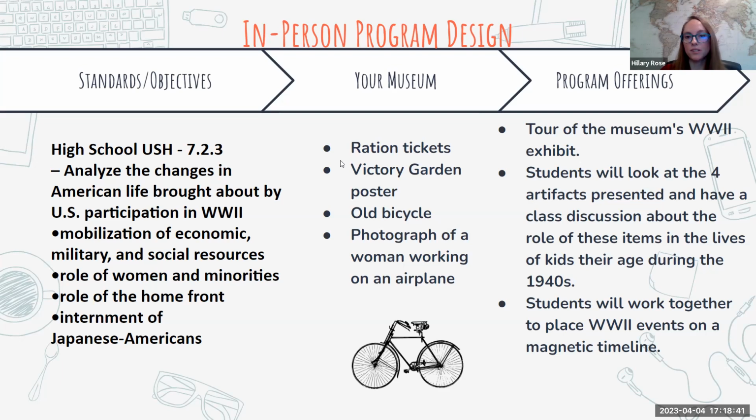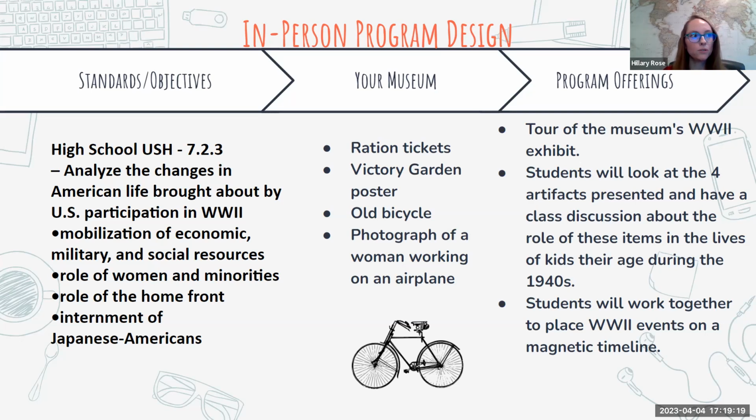And then your in-person program, maybe you're going to start with your tour of your museum's World War II exhibit. And then you're going to have students focus on these 4 artifacts: ration tickets, a Victory Garden poster, an old bicycle, a photograph of a woman working on an airplane. So the class will look at those a little more closely, have a short class discussion, trying to relate it to their own lives. And then in person, they're going to work on a timeline. Maybe it's a magnetic timeline up on a whiteboard, and they're going to work together to place events in order. So that would work great in person.